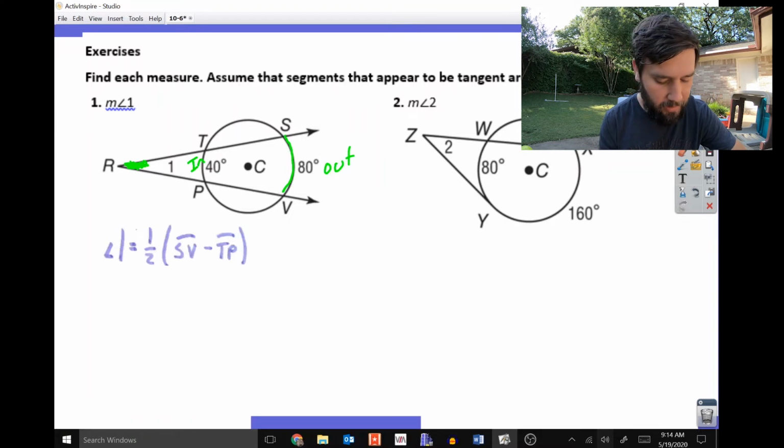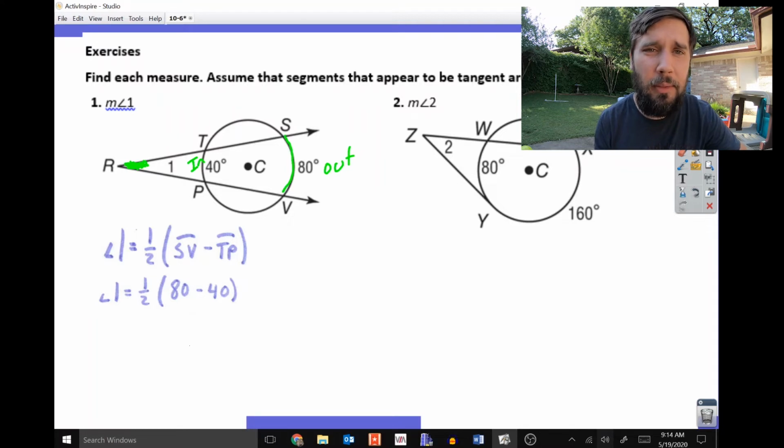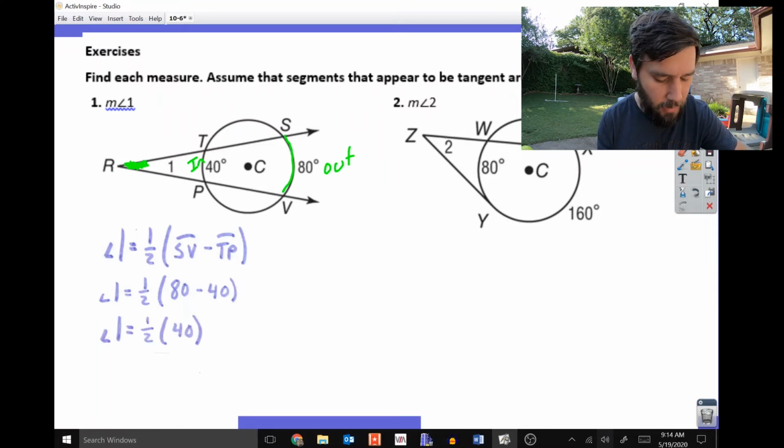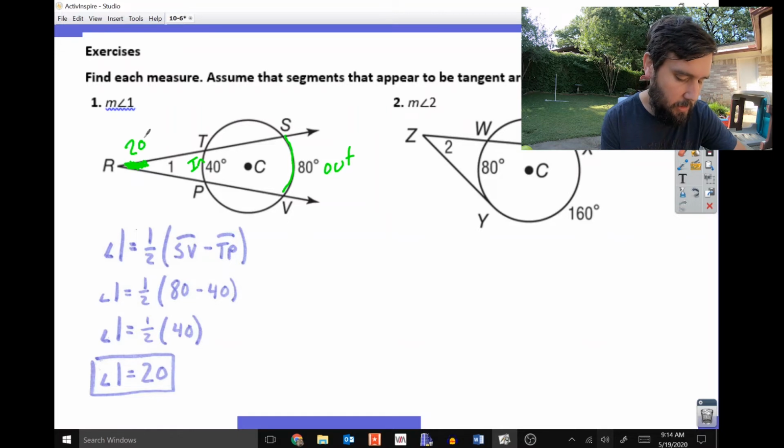And so in this case, it'd be 1/2 of arc SV minus arc TP, or 1/2 of 80 minus 40. Well, 80 minus 40 gives me 40. So if we take half of 40 now, I get 20 degrees for this angle. So I know that this angle right here is 20 degrees. Pretty cool. I hope you think so.